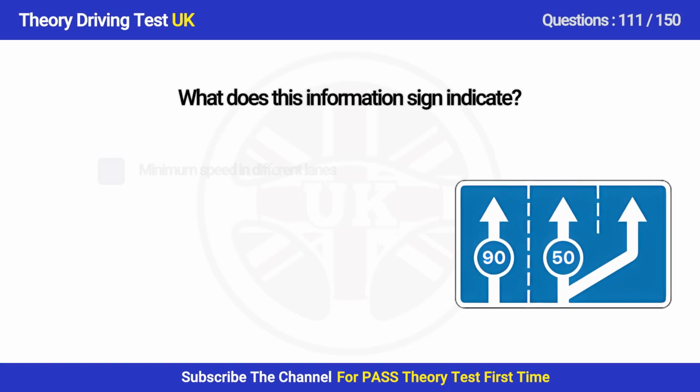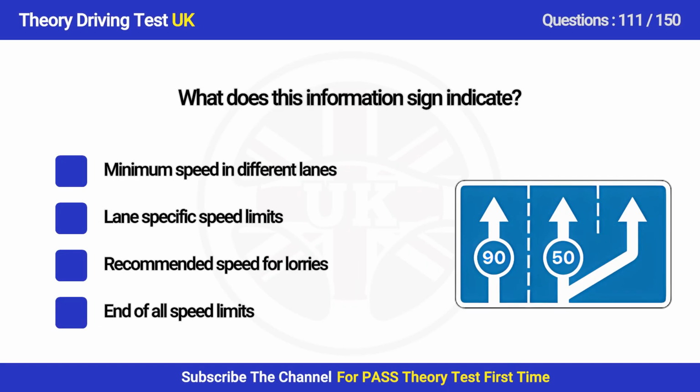Question 111. What does this information sign indicate? A. Minimum speed in different lanes. B. Lane-specific speed limits. C. Recommended speed for. D. End of all speed limits.